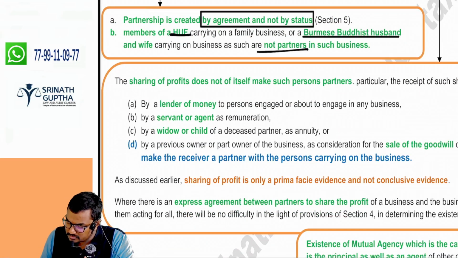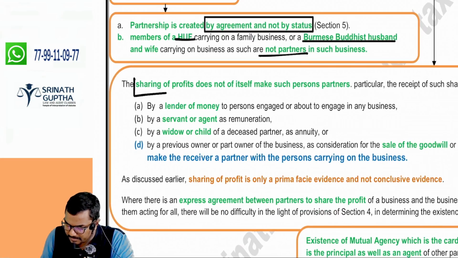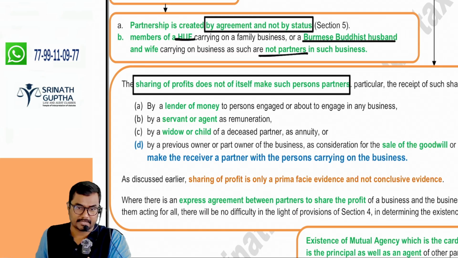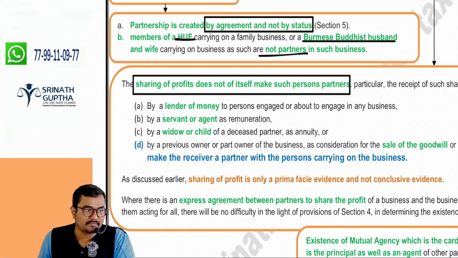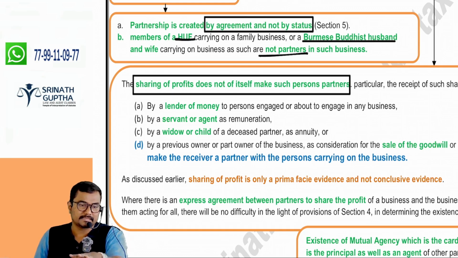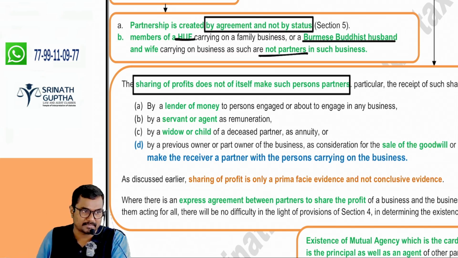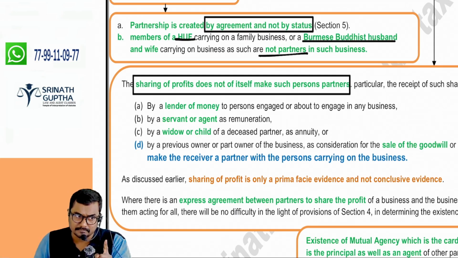Sharing of the profits does not make a person a partner. Just because you are sharing the profits, you may not become a partner. For example, a lender of money is taking the profits but is not a partner. Sahiti and Rajni are starting the business and I give 10 lakhs as a capital loan. I say, don't give me any interest, give me 20% of the profits. Am I a lender or a partner? I'm taking the profits but I'm not a partner.